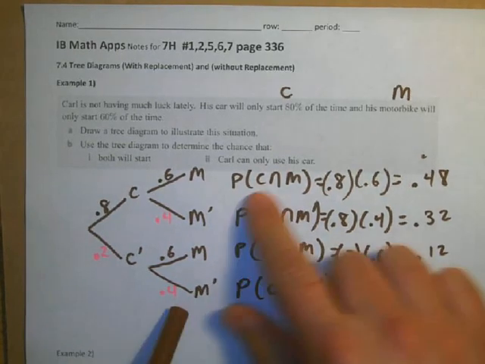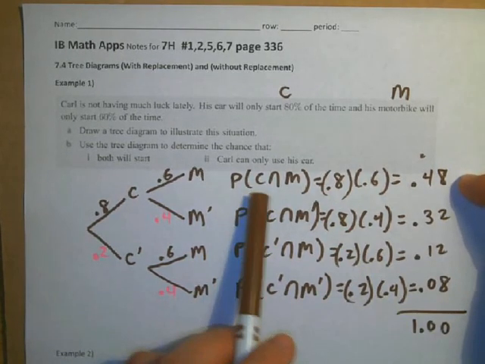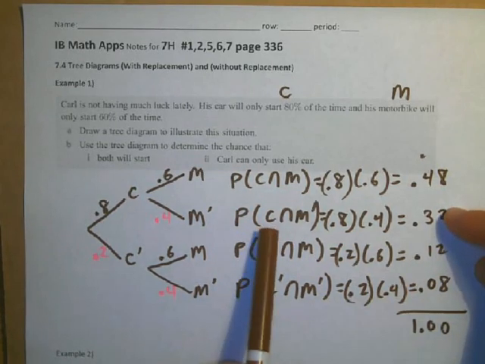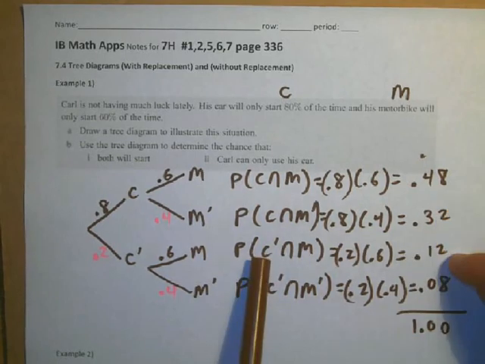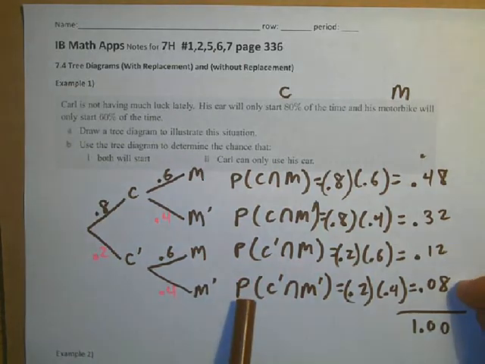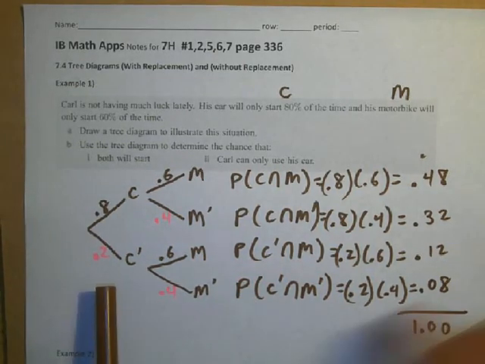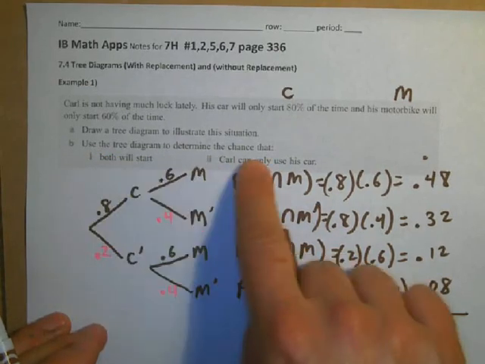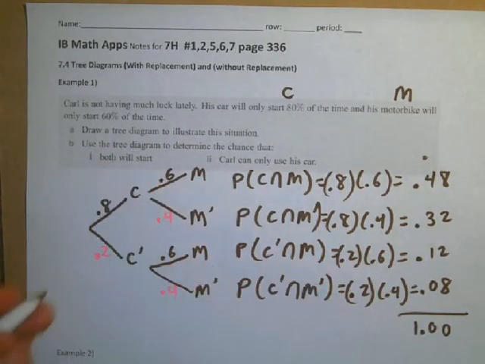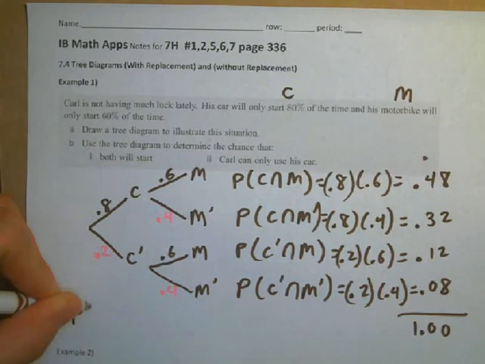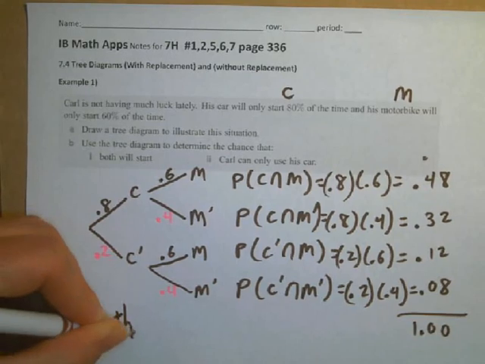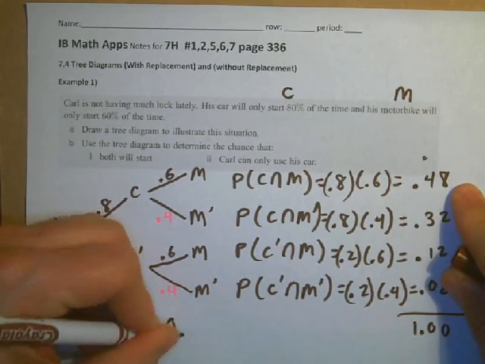So the first one here is the probability that the car and the motorcycle start, both. This is the probability that the car starts, but the motorcycle doesn't. This is the probability that the car doesn't start, but the motorcycle does. And this is the probability that neither of them start. So now let's answer the questions. Use the tree diagram to determine that both will start. So the probability that both start is going to be equal to 0.48.